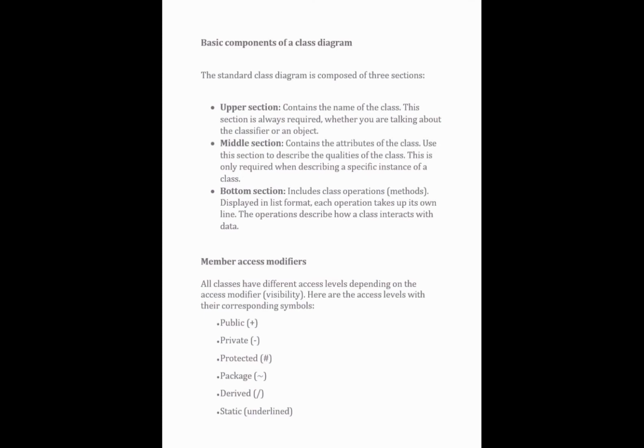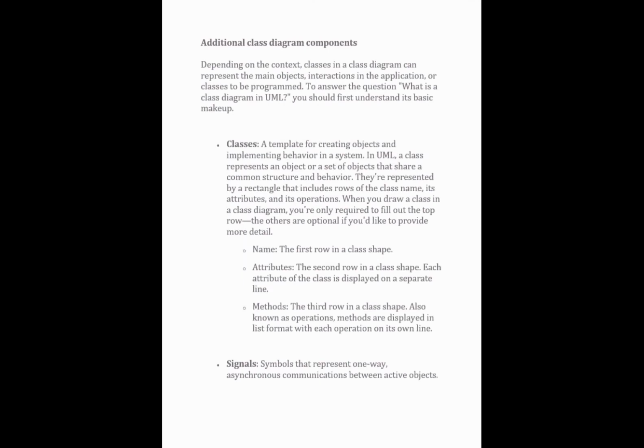Next, basic components of the class diagram. The standard class diagram is composed of 3 sections: upper section, middle section, and bottom section. Next is member access modifiers. All classes have different access levels depending on the access modifier. Here are the access levels with their corresponding symbols: public, private, protected, package, derived, static.